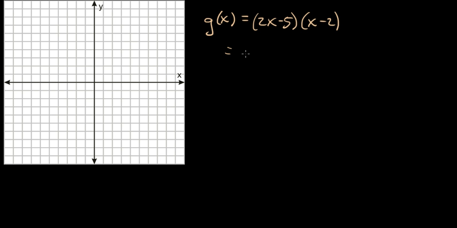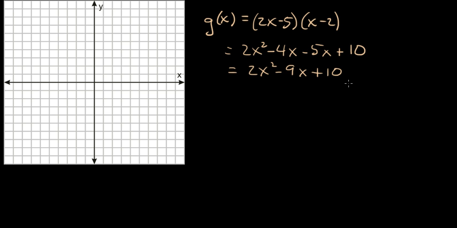Okay, 2x times x is 2x squared. 2x times negative 2 is negative 4x. Negative 5 times x is negative 5x. And negative 5 times negative 2 is negative 10, or positive 10, I'm sorry. Negative times a negative is a positive. So if I combine the like terms, I get 2x squared minus 9x plus 10.